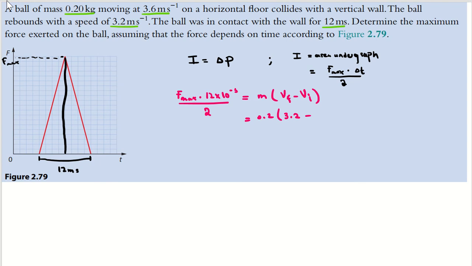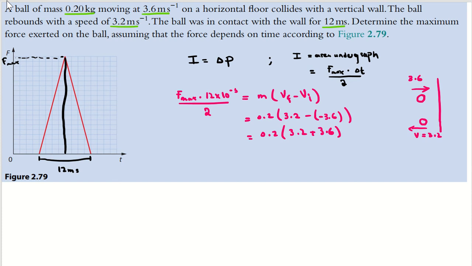minus of minus, because, for example, if this is the wall and you are going with a certain velocity, so this is the initial velocity, I'm considering this direction to be negative, okay? So the 3.6 is moving to the negative, while on the other hand, once it rebounds, I'm taking the 3.2 to be the positive one, okay? So that's why I'm going to write this as minus 3.6. So it will be equal to 0.2 times 3.2 plus 3.6.